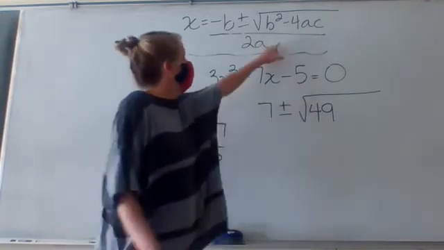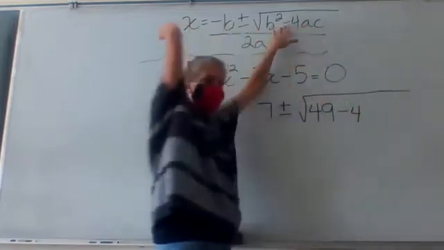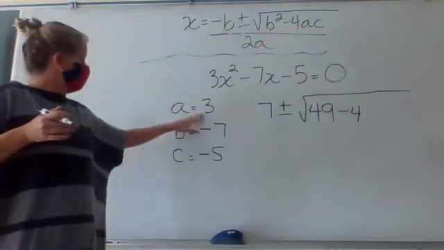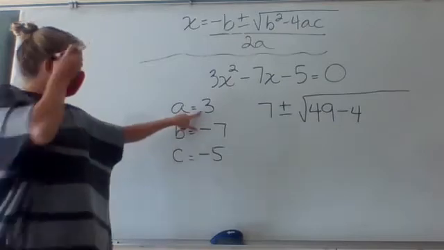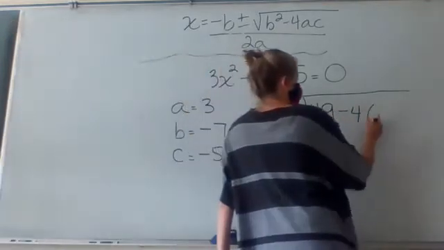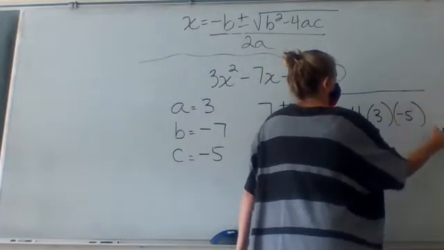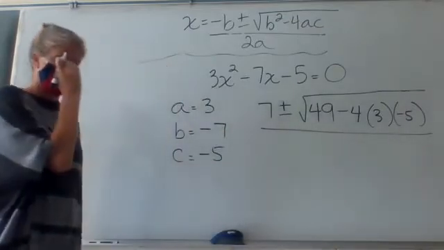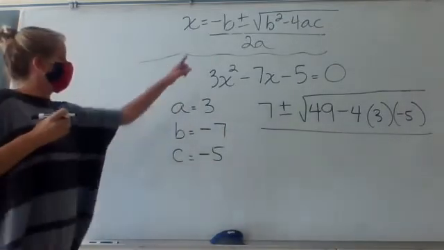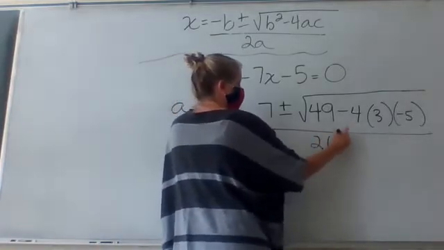So if you have a negative number right here, that's going to be wrong. So 49, then what comes next? That -4 that's always there because it's part of the formula. Then your A and C, which in this case are going to be 3 and -5. Then your denominator is 2 times your A, which in this case is 2 times 3.